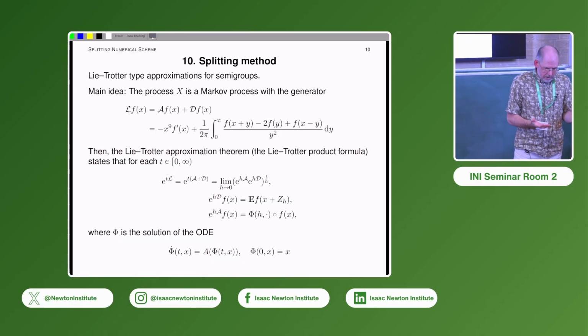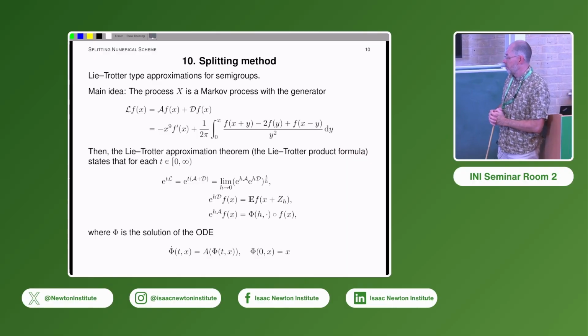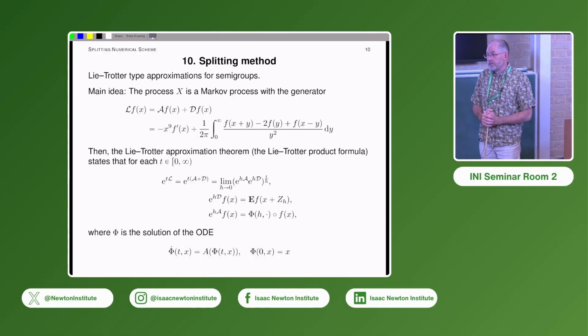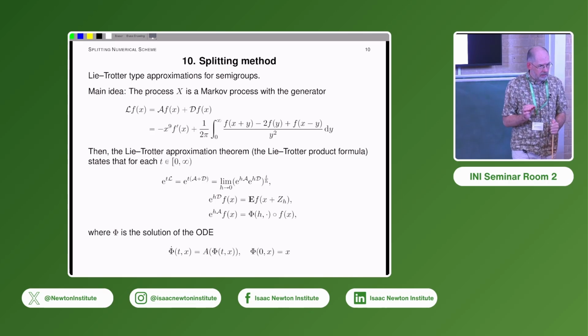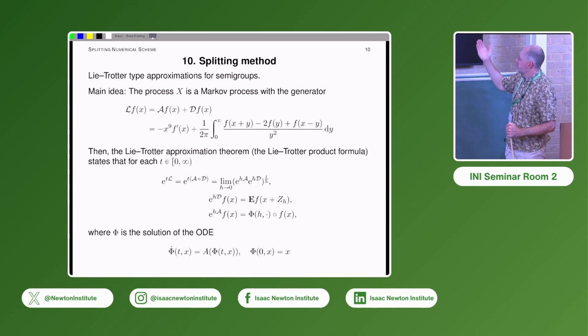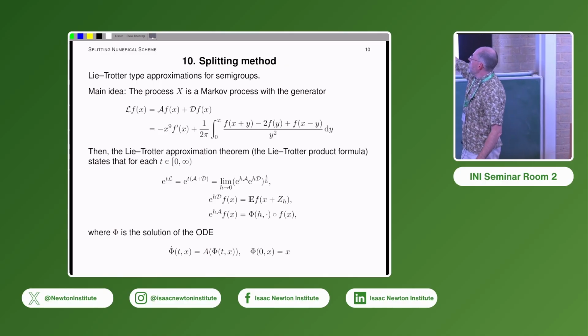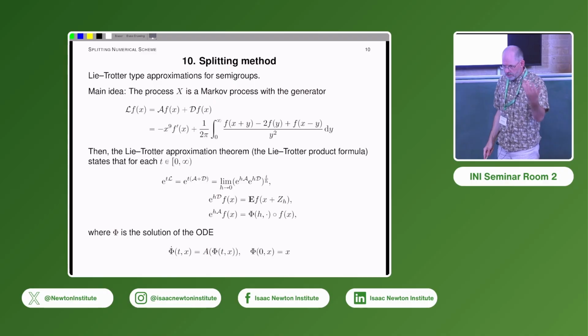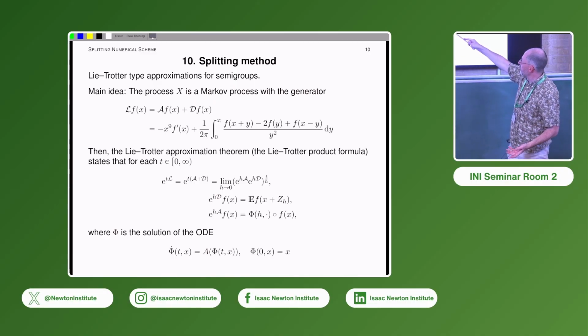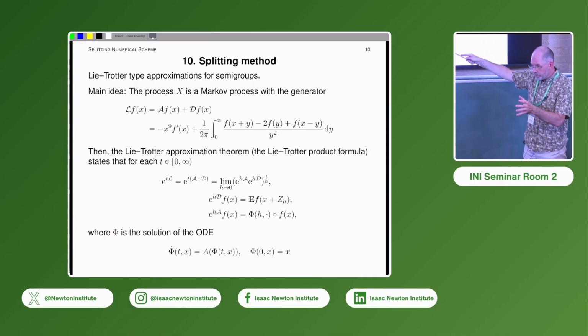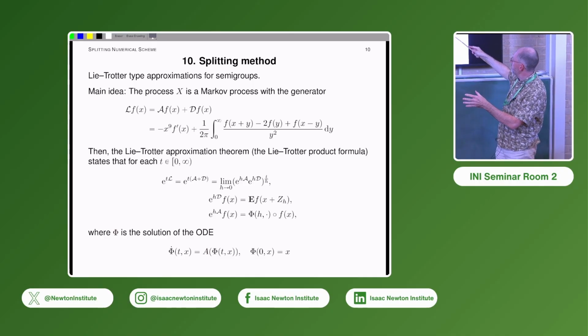And then it was our idea, motivated by this previous paper, that we can do the so-called splitting. The idea of splitting comes from analysis. It's the so-called Lie-Trotter type approximation for semigroups. So how do you understand this? The main idea: we take our process X, which is drift plus noise. Let us write its generator. The generator looks like this. This is the drift part, and this is the noise part. You can write here the Laplace operator for Gaussian noise, but it doesn't matter. So we have two parts.